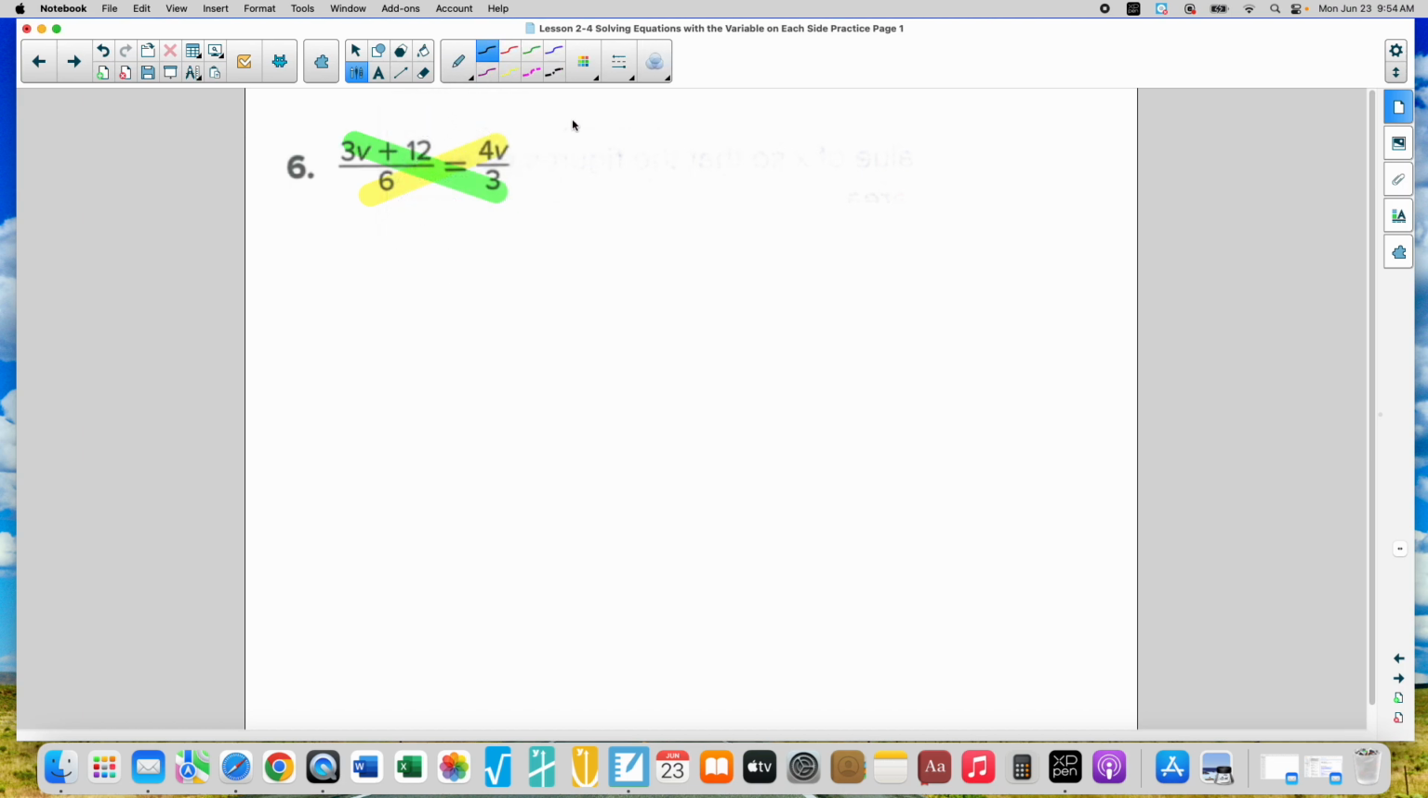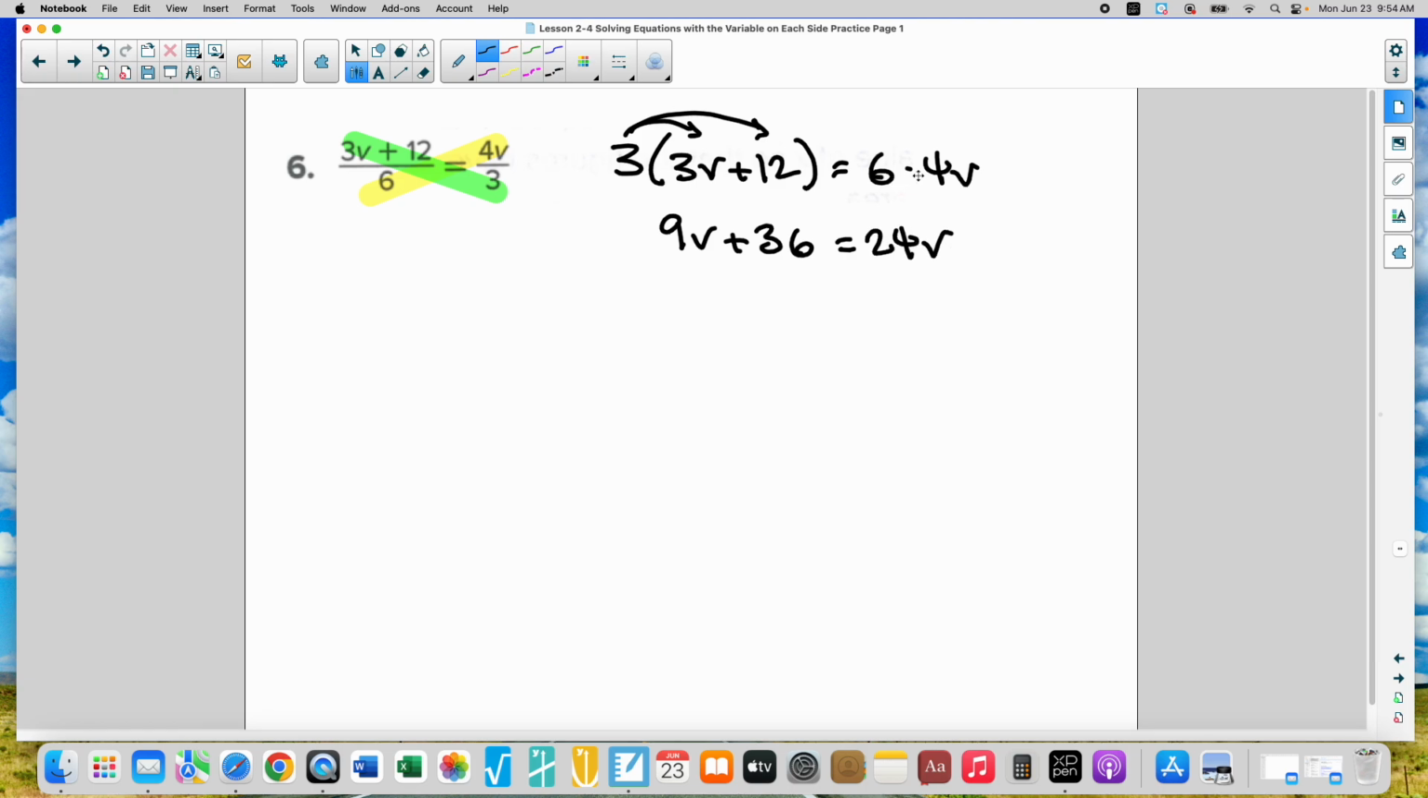In doing this, we have 3 times 3v plus 12 equals 6 times 4v. That makes 9v plus 36. 3 times 3v is 9v. 3 times 12 is 36, equals 24v. 6 times 4 is 24v.